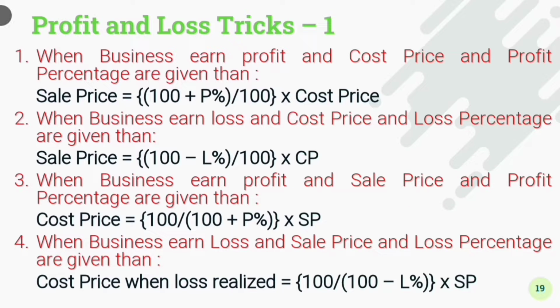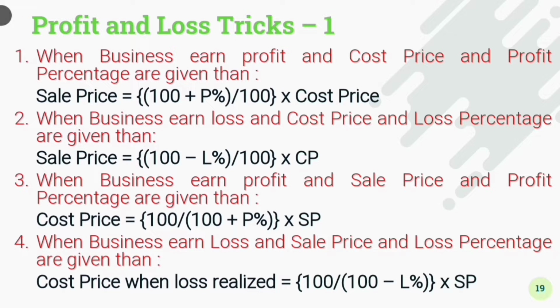Profit and loss tricks. Number 1. When business earn profit and cost price and profit percentage are given, then sale price is equal to (100 plus profit percentage) divided by 100, multiplied by cost price. When business earn loss and cost price and loss percentage are given, then sale price is equal to (100 minus loss percentage) divided by 100, multiplied by cost price.